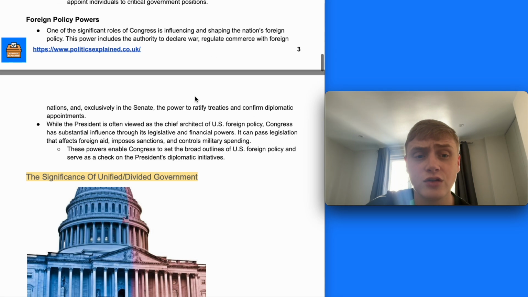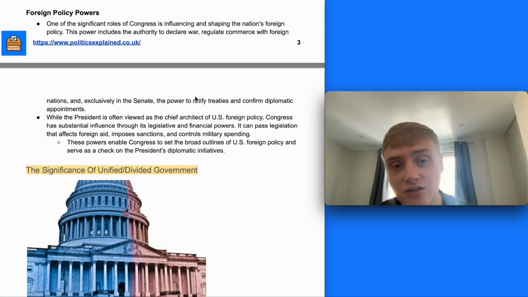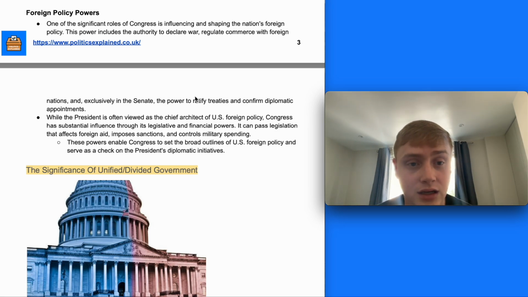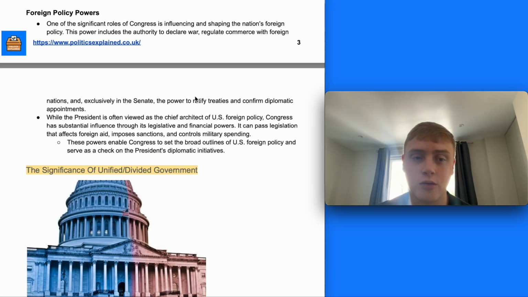The president is often viewed as the chief architect of US foreign policy, but Congress does have substantial influence through its legislative and financial powers. It can pass legislation that affects foreign aid, impose sanctions, and it controls military spending. These powers enable Congress to set the broad outlines of US foreign policy and have a bit of a check on the president's diplomatic initiatives.